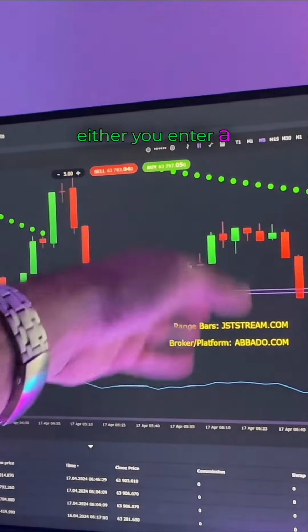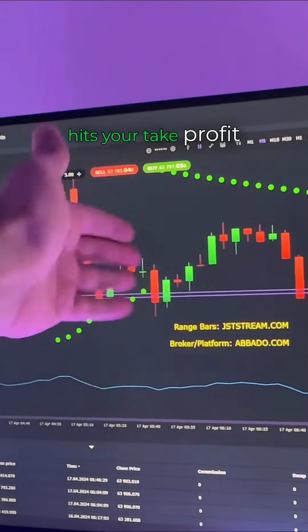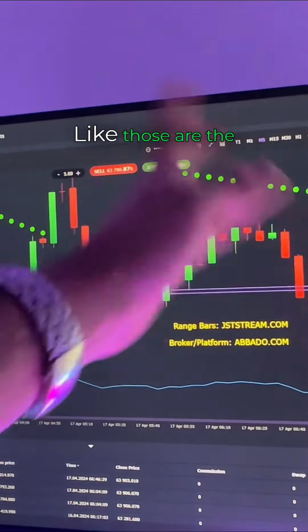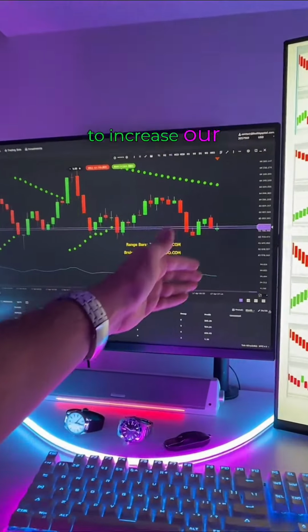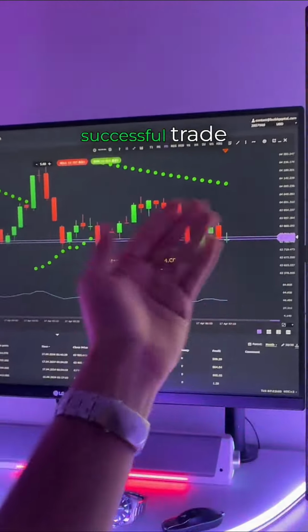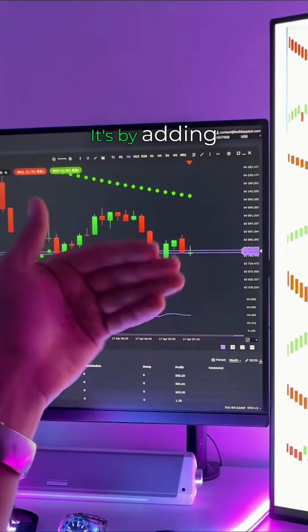Stop. Like either you enter a buy trade and it hits your take profit, or you enter a sell trade and it hits your take profit. Like those are the only two options. Now, what we want to do is we want to increase our chances of having a successful trade. Now, how do we do that? It's by adding different layers.